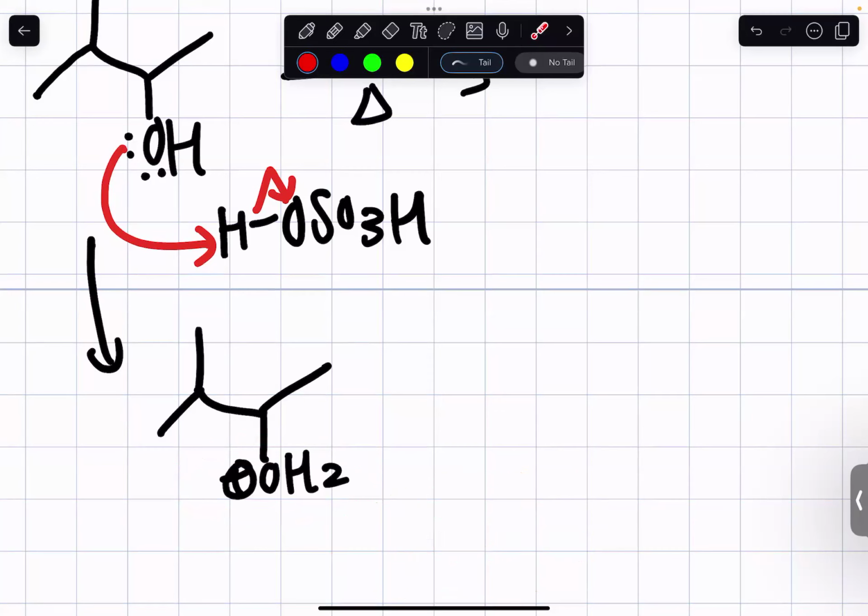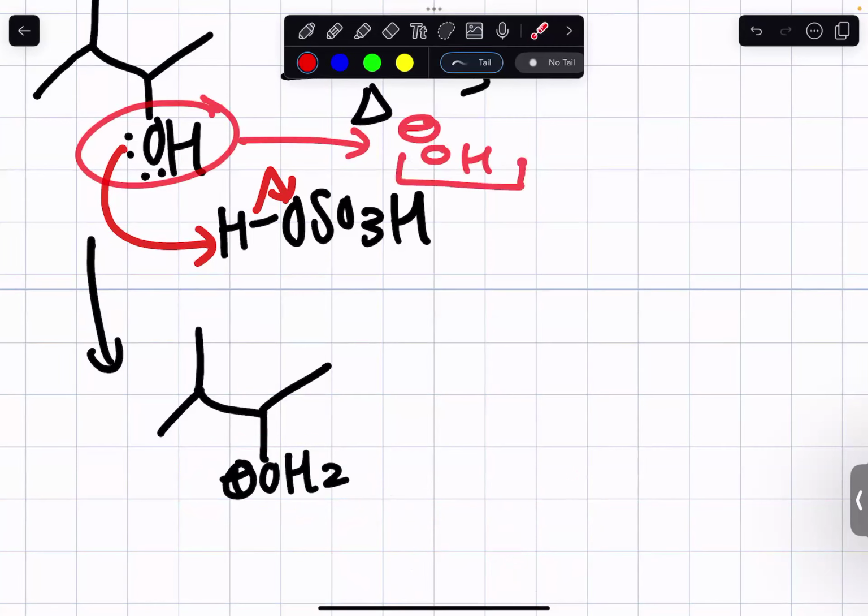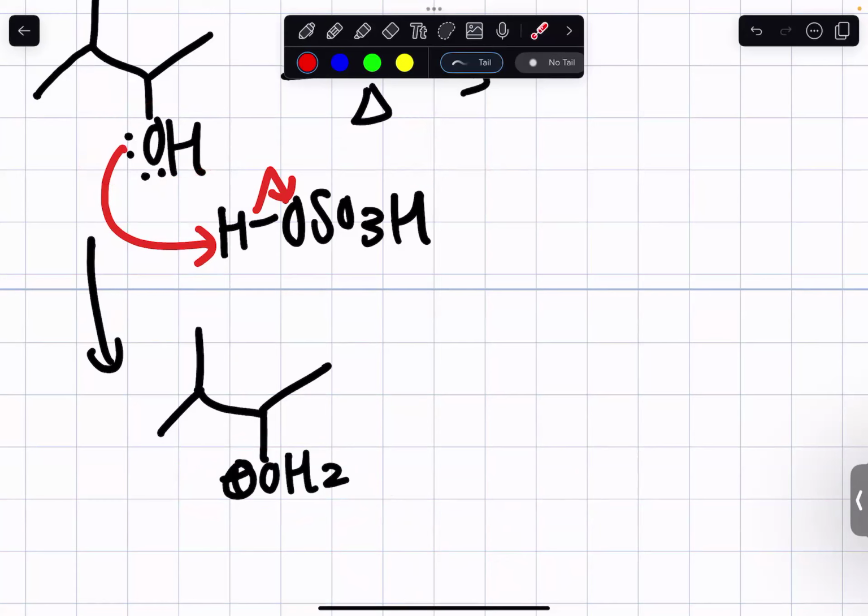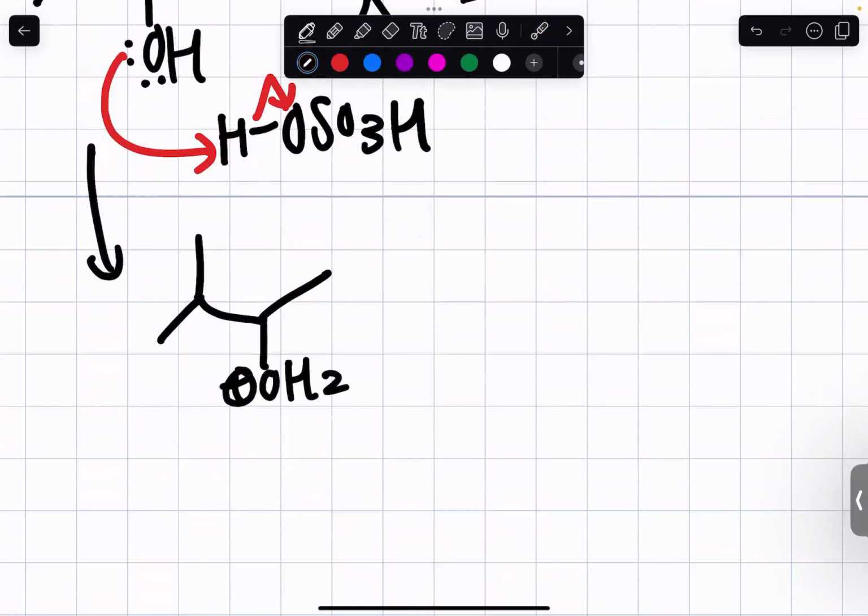Right? Before it was a bad leaving group because before it was just OH. If it leaves as OH, it will leave as OH minus. This is very unstable and very reactive. So we converted this bad leaving group into a good leaving group right here. Okay. So for SN1 and E1 mechanisms, do you remember what the very first step is going to be?